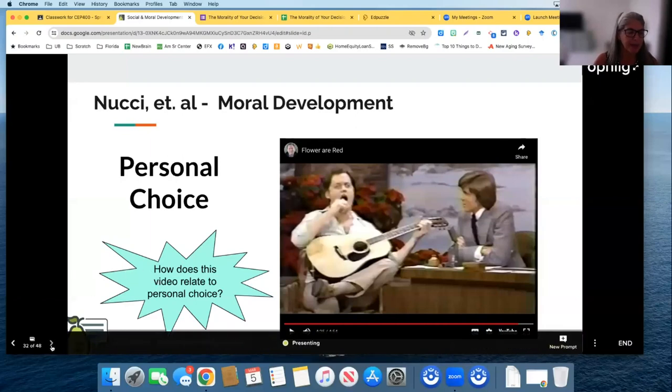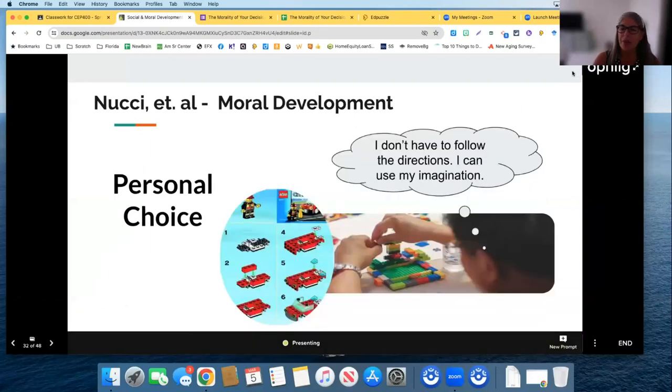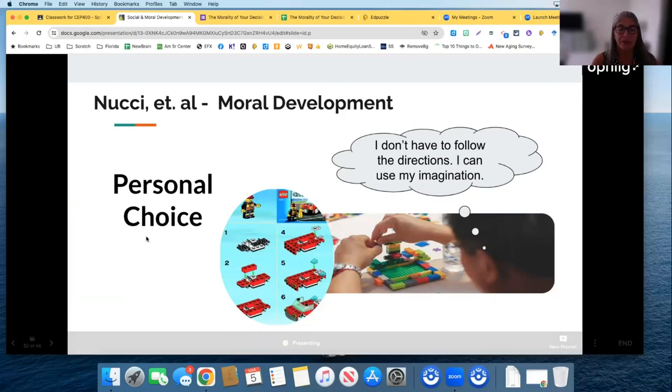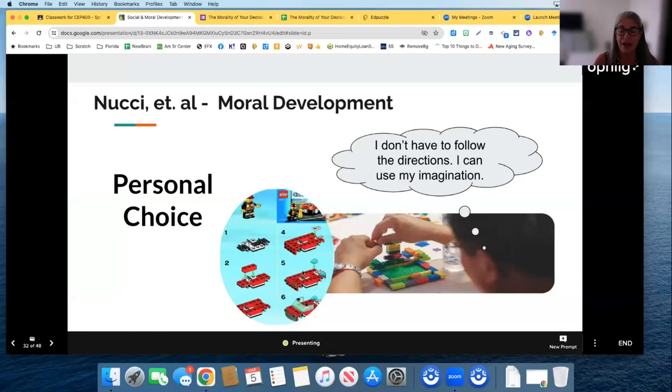Here's another example of personal choice: let's say you're building with Legos. When you're building with Legos, there are directions, but you don't have to follow the directions. Someone who is in the first stage of social conventions might say, oh, there are directions, we have to follow the directions. But realizing that this is a choice, you can follow the directions, but you don't have to. You can be creative and just build something with the Legos. This is a personal choice.